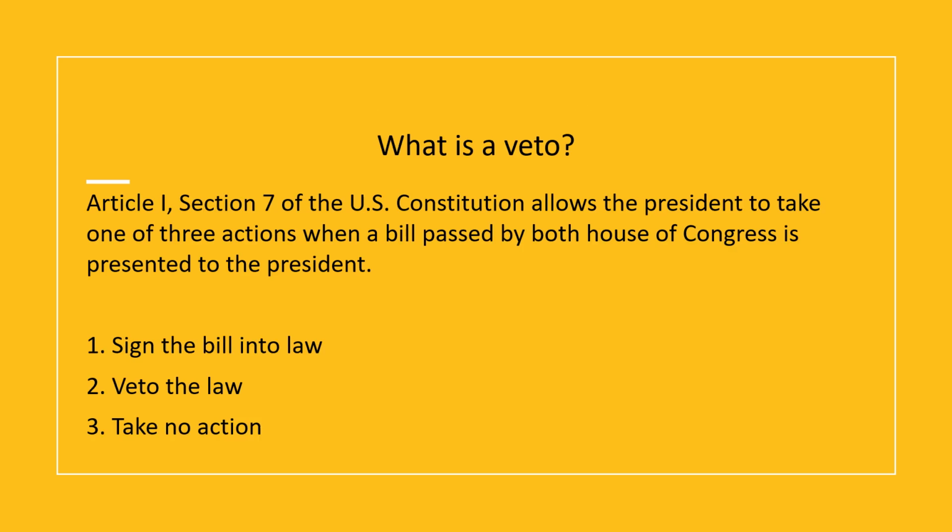Now we're going to focus on different elements of executive power. First, we ask the question, what is a veto? A veto is a rejection of a bill, which is a proposed law, a bill presented by Congress. Article 1, Section 7 of the U.S. Constitution allows the President to take one of three actions when a bill is passed by both houses of Congress and is presented to the President.